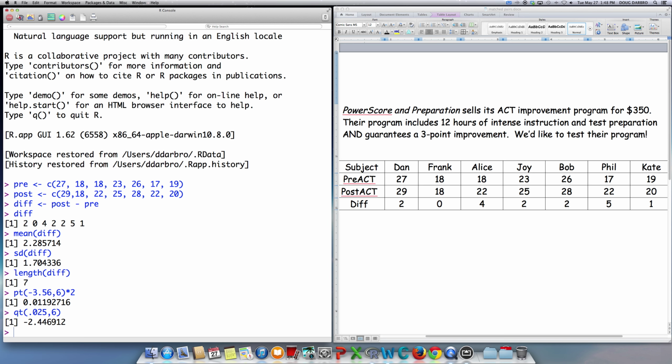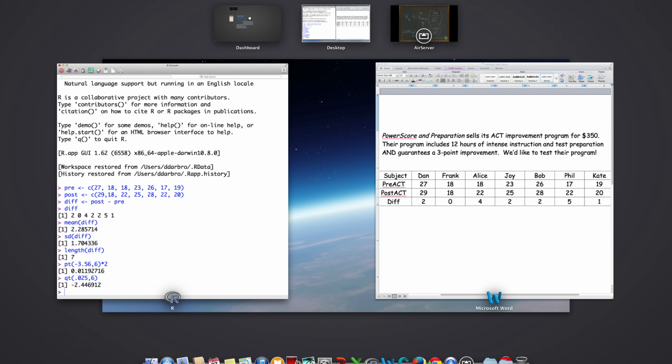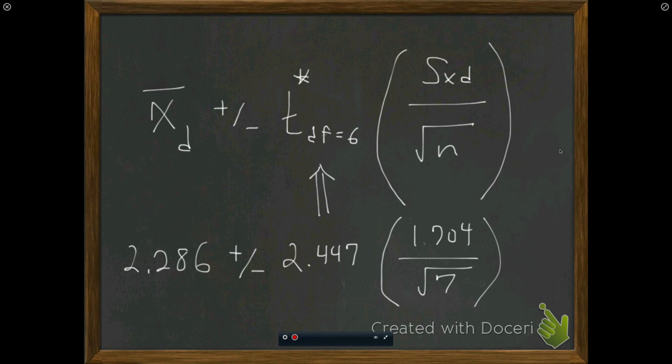So the mean difference was 2.286. The standard deviation was 1.704. And we have 7 measurements. So gang, let's go back over here and see what I've been writing. So we have this right here. So I'm going to put this in my calculator, and I encourage you to do the same. So 2.286 minus 2.447 times 1.704 divided by the square root of 7.